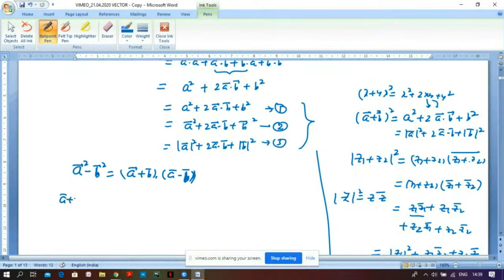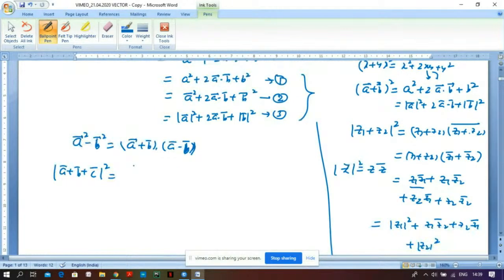Similarly, if I want to get a plus b plus c mod whole squared, now things are getting nasty. But don't worry, we have got the same thing. So we'll first expand and then make sense of it. So a plus b plus c dot, this is a plus b plus c. So we can write here this one. Now, if this is the case, then we will again write this way.